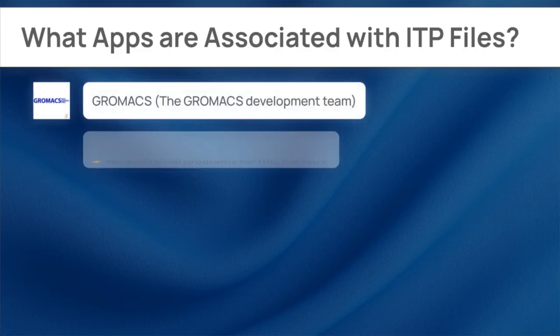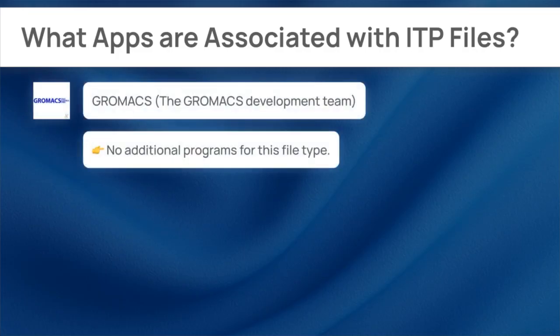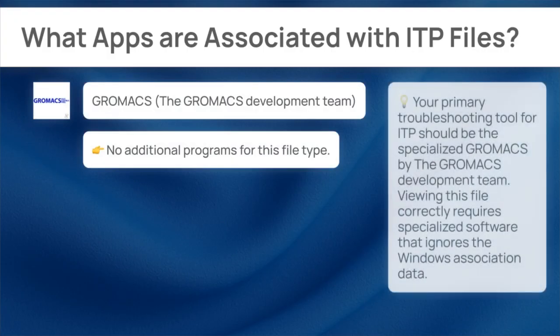The specific reading module for ITP files is provided by GROMACS from the GROMACS development team. Windows provides a generic icon, but lacks a specific viewer for this format. Windows typically exposes only metadata, so proper reading relies on the software built for that data type.